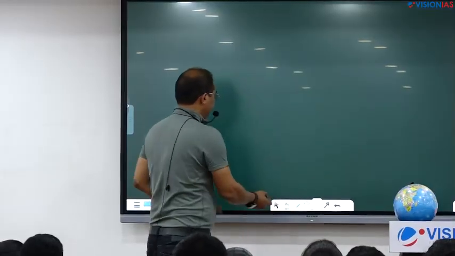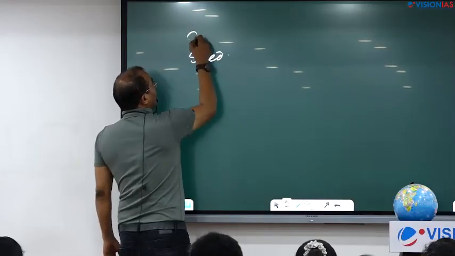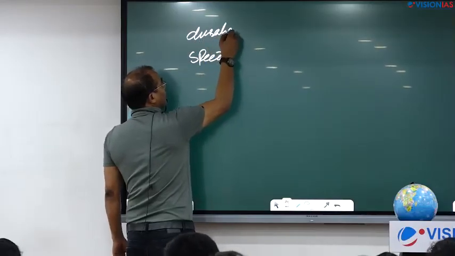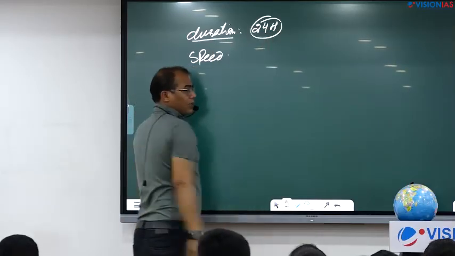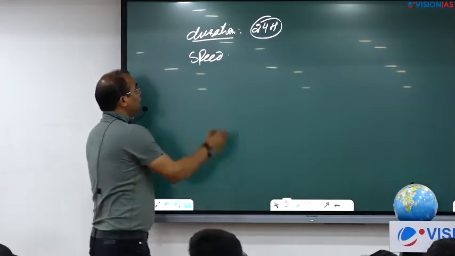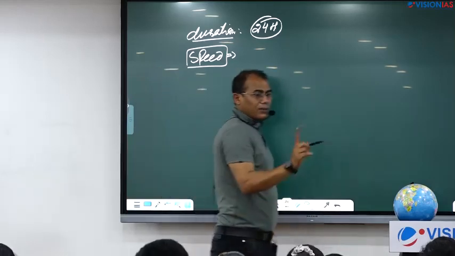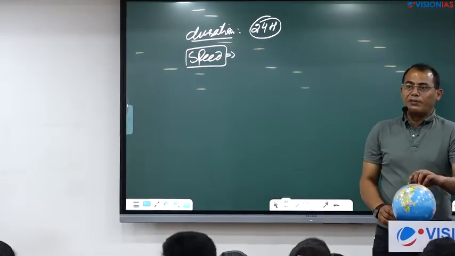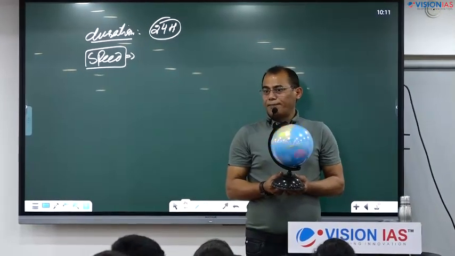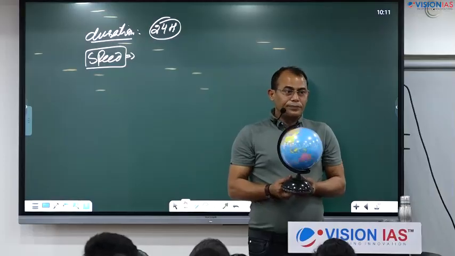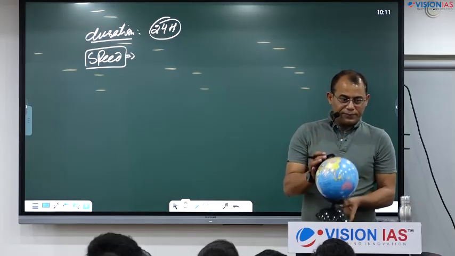Anything else? Speed of rotation. Duration, I hope we know that. What is the duration of rotation? 24 hours, one complete rotation roughly around 24 hours. Speed, will it vary or remain constant? The speed of rotation of different parts of the earth, will it be constant or will it vary? Will vary. Why? It will remain constant. Why?